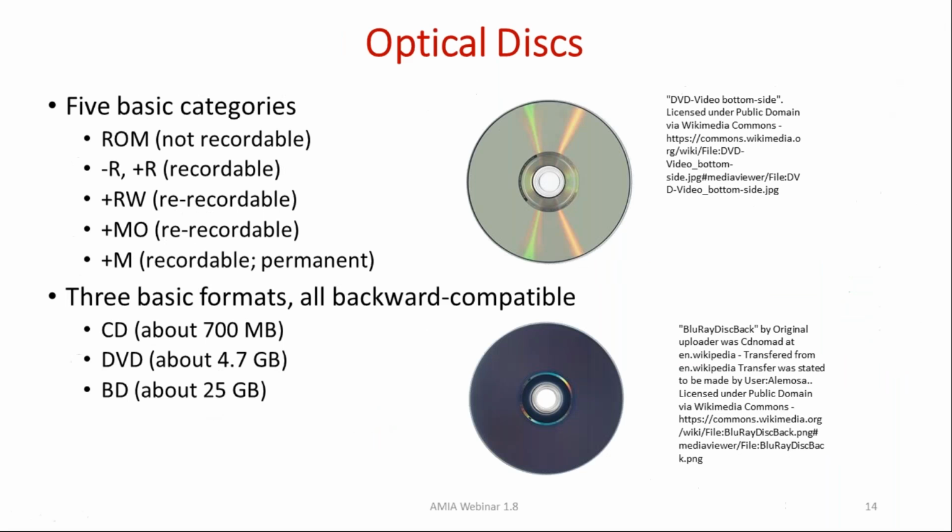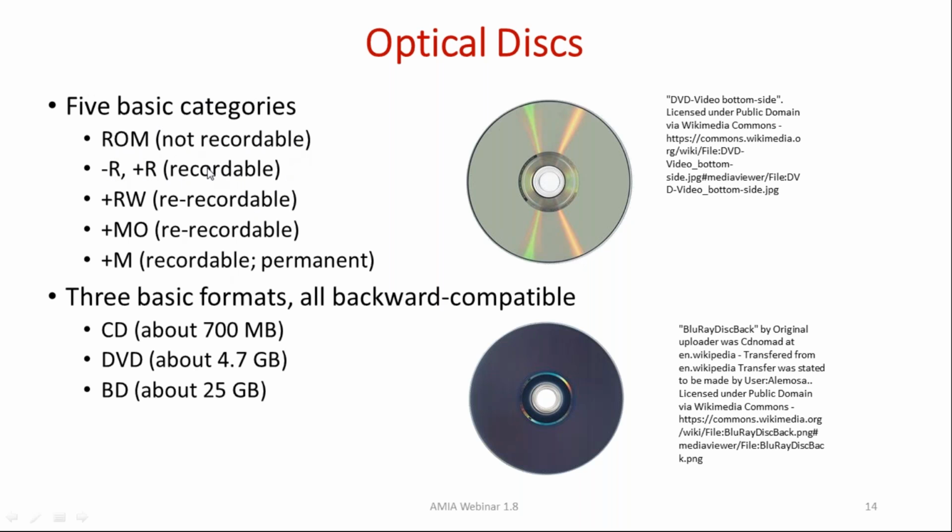Too far. Okay. Let's talk about optical discs now. There are 5 basic categories of optical discs. They include the ROM, which are your non-recordable discs. Those are the ones that you buy in the store with pre-recorded movies or music on the disc already. And that stands for read-only memory because you can't write to it. It's only a read device. Then you have the -R and the +R, sometimes called -R, +R, which means that they're recordable discs.